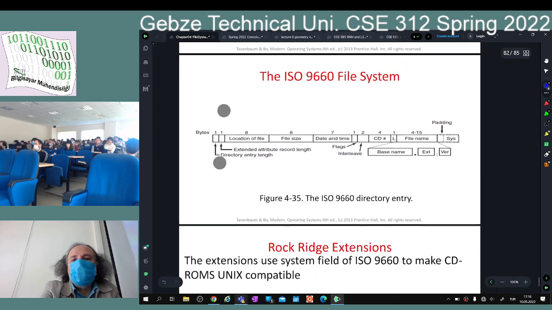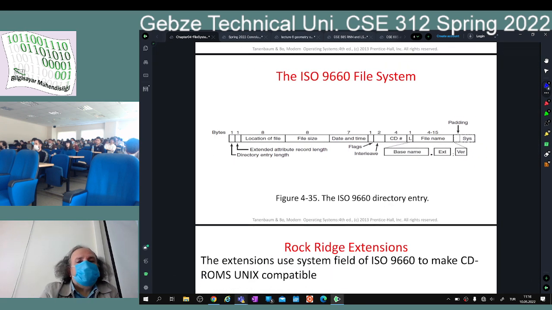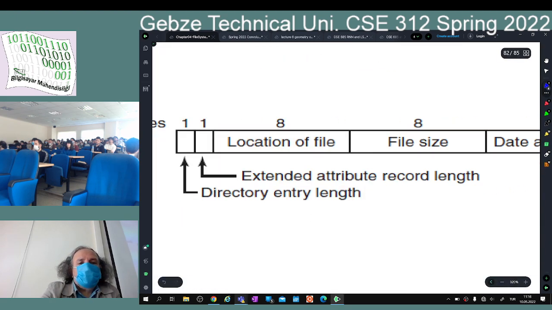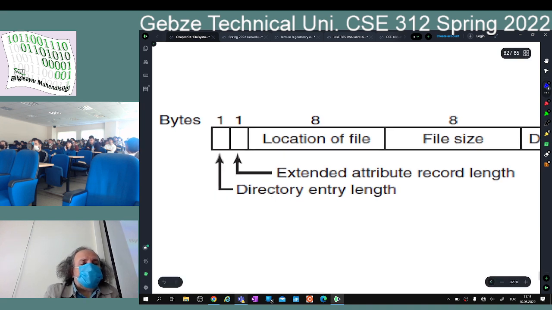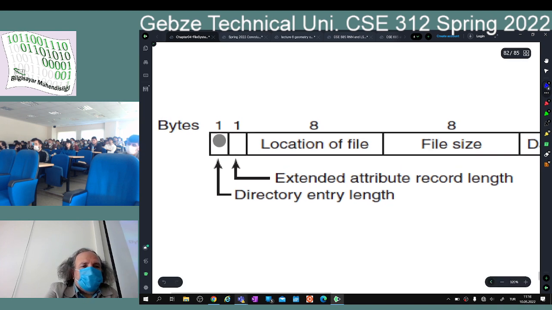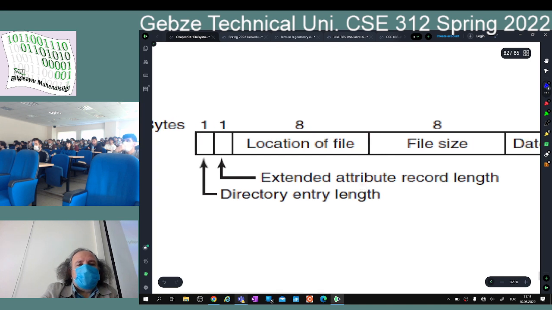Okay, this is the directory entry for a CD-ROM file system. It is not fixed length. Its length can vary. So this is the directory entry length, say 1 byte. That means I can be between this and this. Okay, I can use 1 byte for that one. This is the extended attribute record length. If 256 bytes of directory length is not enough, then you can have an extended attribute length of 256 bytes again.